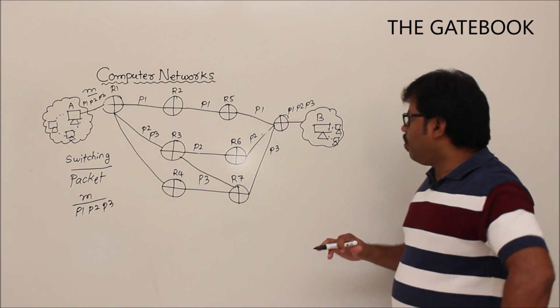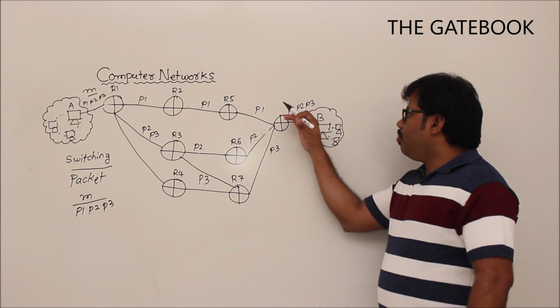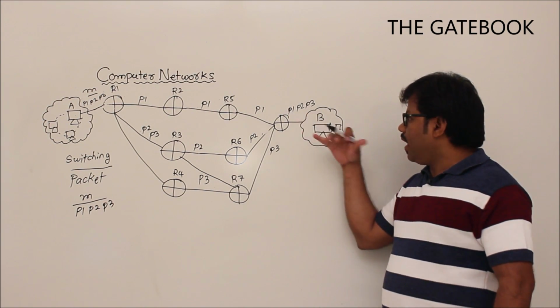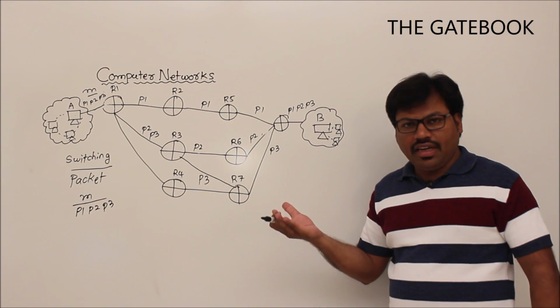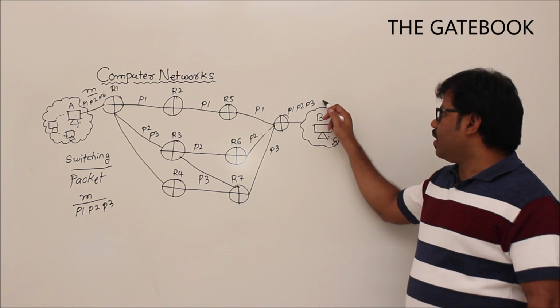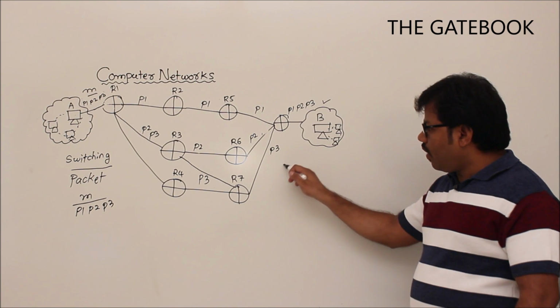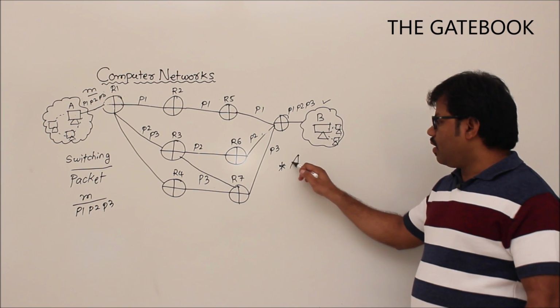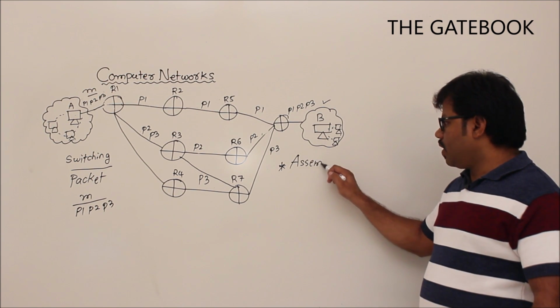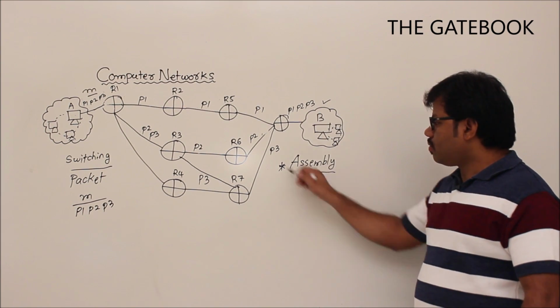Now here is one important property I would like to talk about. It's obvious that P1, P2, P3 might arrive unordered, right? So that is one thing. So what to do then? Then we need a functionality called assembling, or reassembly otherwise.